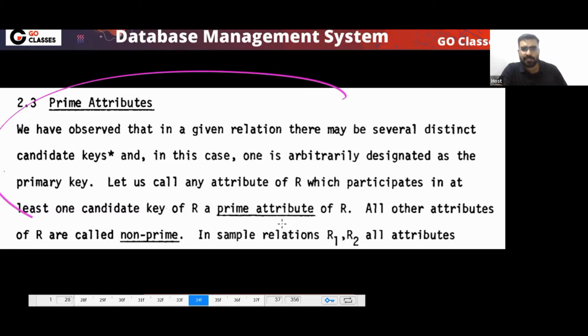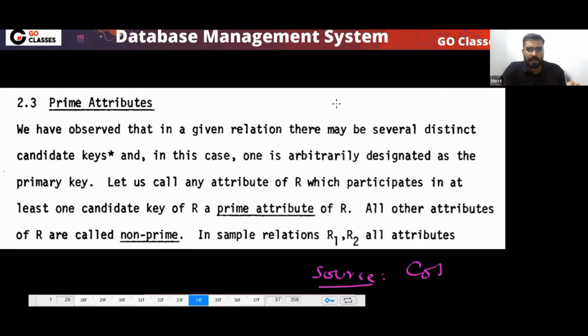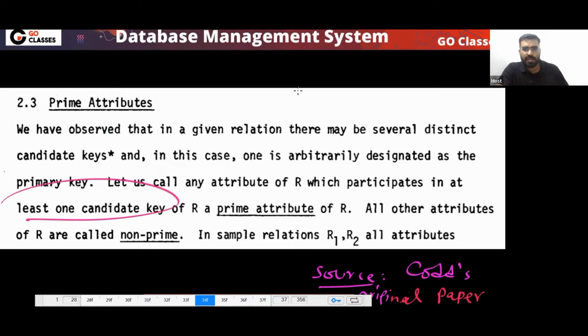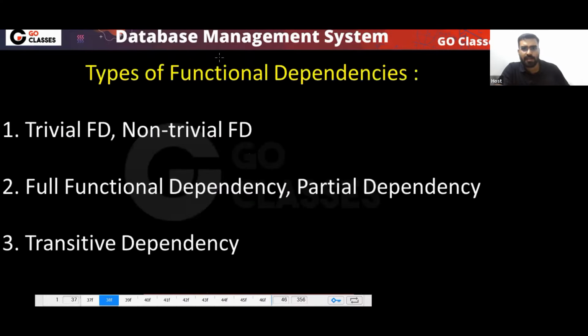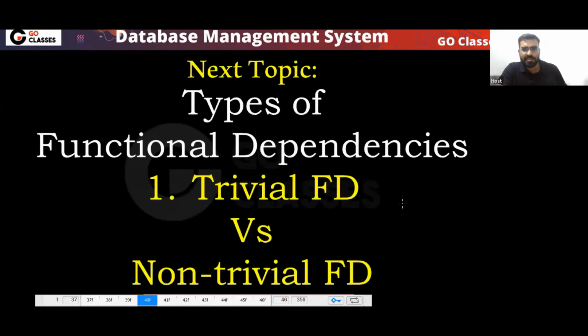Hi everyone, am I audible? Is everything fine? Can you see the screen? Yuvraj is saying that the screen is stuck. Okay, so let's see this. Can you see the screen now? On the screen, you can see this topic, trivial versus non-trivial. Can you read this?